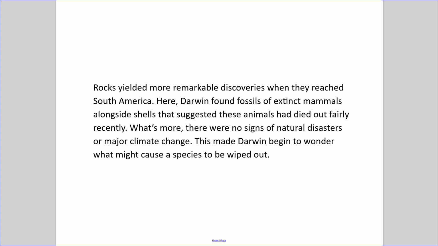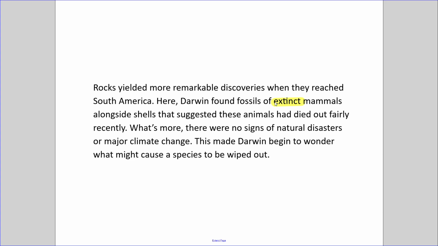So, if an animal is extinct, that doesn't just mean that it's died, it means that all of the animals of that species have died. Okay, so there's no more left at all. And he suggests that the animals have died out fairly recently. And he's thinking, why would all of this particular type of animal all die at one point?